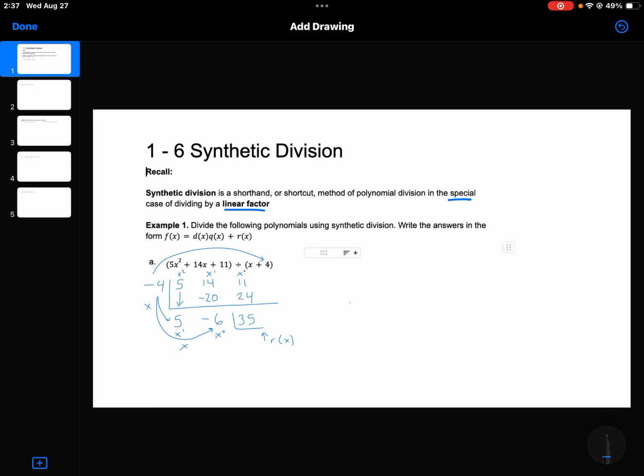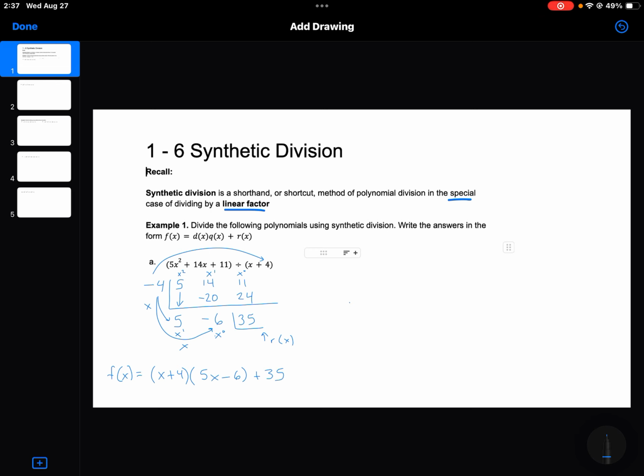So then I would say that the result of this division, if I was going to write the division statement, I would say f of x is d of x, my divisor, multiplied by my quotient, which is 5x minus 6, comes directly from my synthetic division result, and then plus 35.